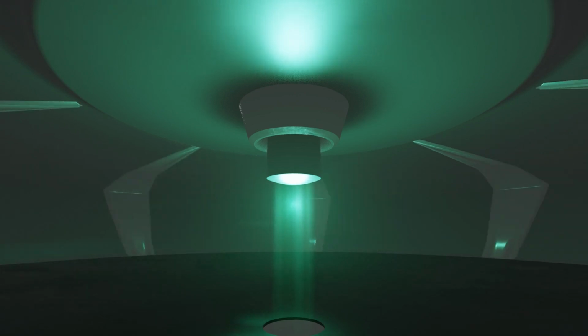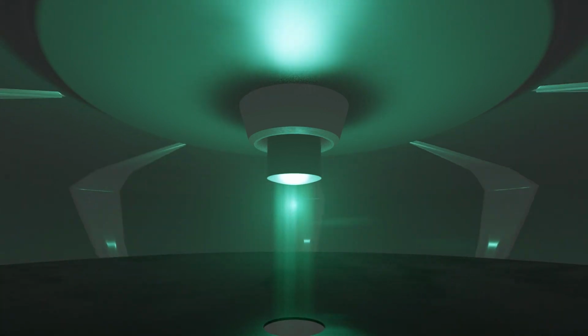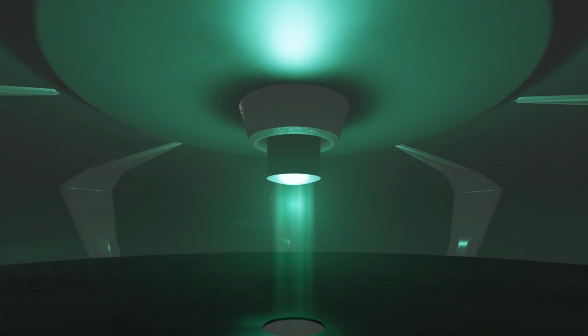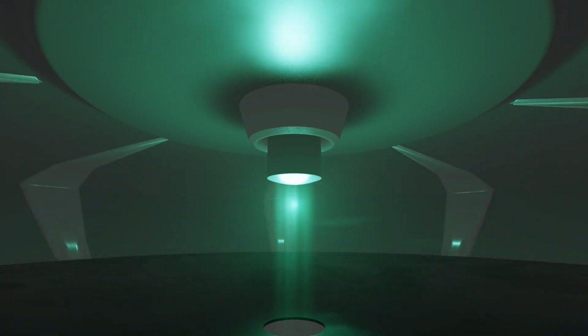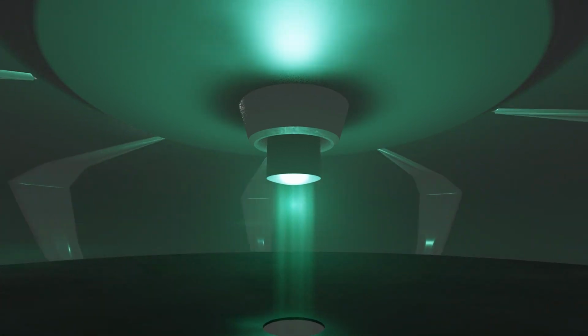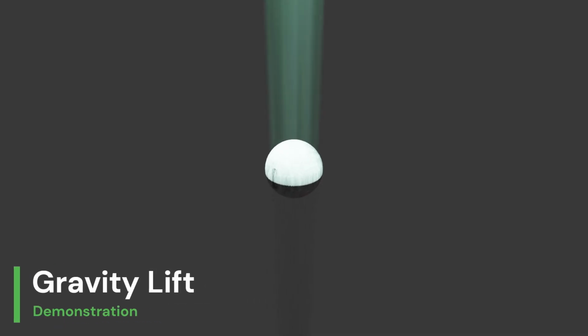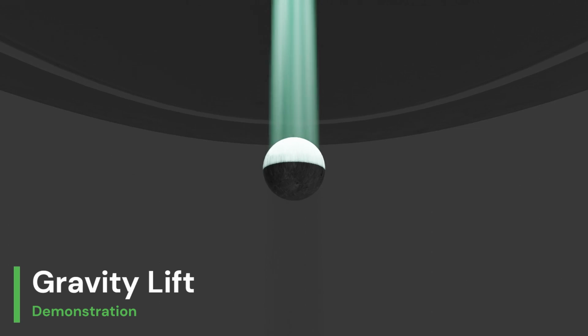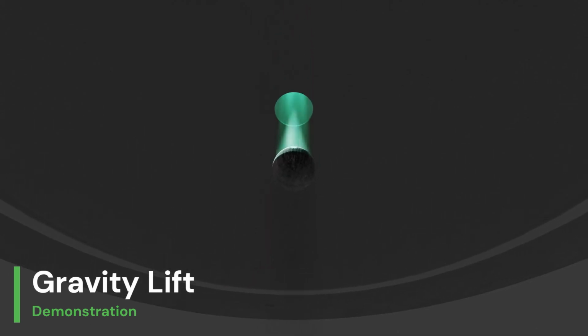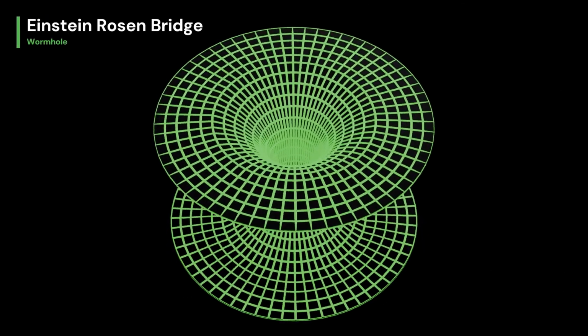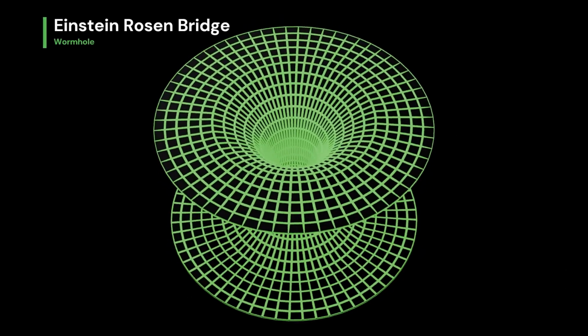These types of devices perform two main functions aboard gravity drive craft. The first function is as a gravity lift. This device is able to generate a localized beam of gravitational energy that, when focused upon an object, will pull the targeted object towards the device. The second function is as an Einstein-Rosen bridge generator. We will focus on that function in the second part of this video.